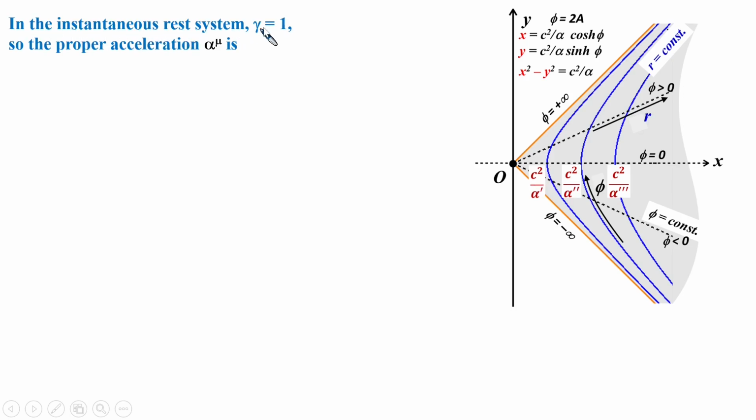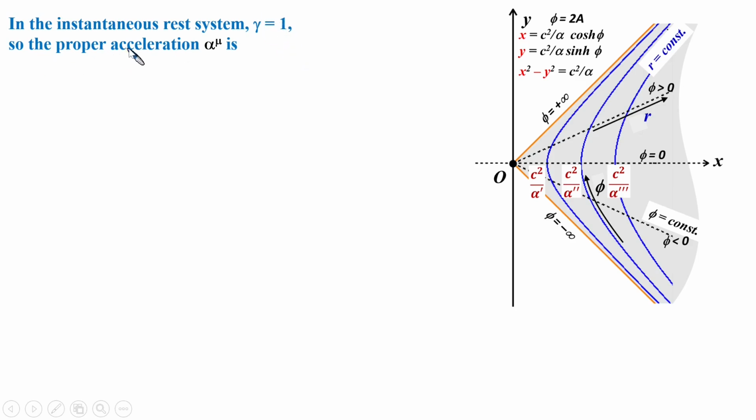This is a hyperbolic equation: x squared minus y squared is c squared by alpha. This is your first radius, and when this acceleration changes, you will have another set, because alpha is constant here in this blue line. If alpha changes, we will have another hyperbolic path, which I have shown here. This is for alpha double prime, and so on. So now in the instantaneous rest system, gamma is equal to 1 because v is 0 in the rest system. Gamma is 1 over the square root of 1 minus v squared by c squared. So v squared by c squared is 0, so 1 over the square root of 1 is 1.